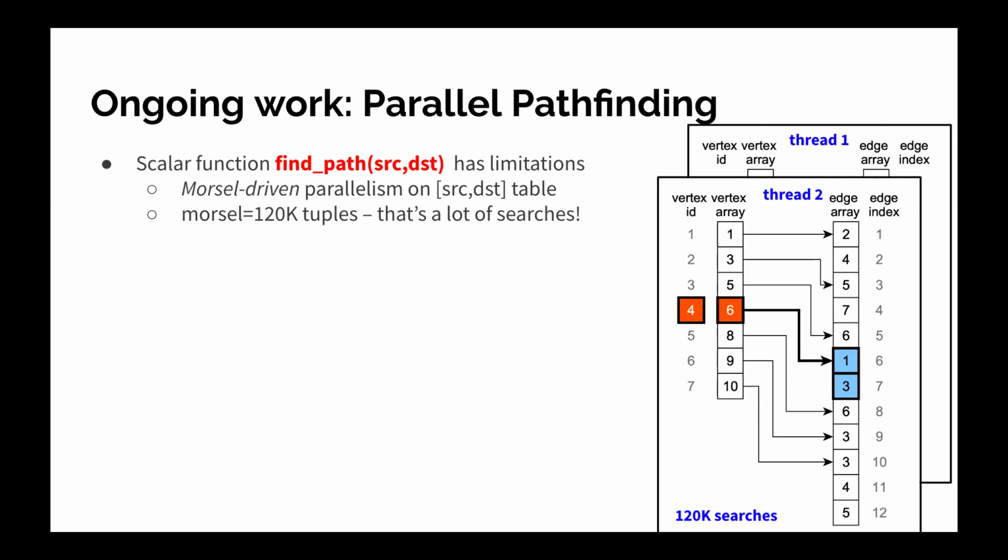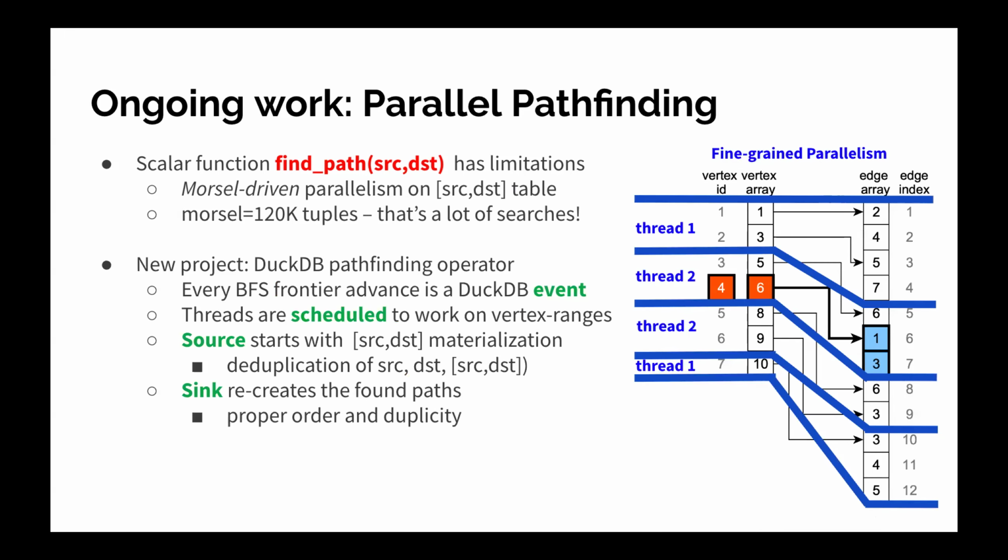So that would mean that only if you have more than 120,000 source destination pairs where you want to find a path for, you would get more than one thread. Okay, so there are use cases for that. If you want to find the shortest path for all your data, then that would work. But if you have fewer source destination pairs, you would get single-threaded execution, and that's not so nice. So we have been now working on actually creating a pathfinding operator.